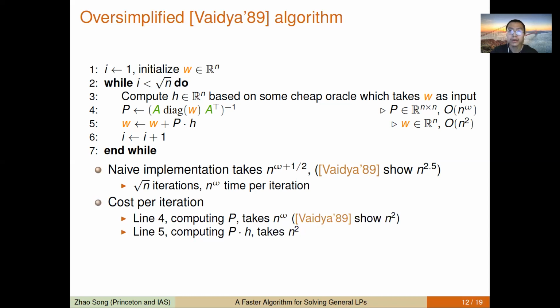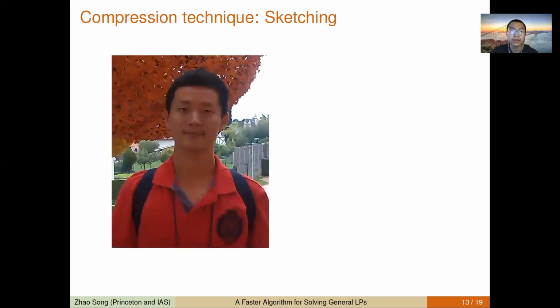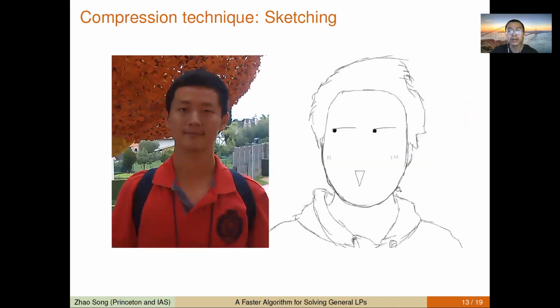The major technique we are using is something called compression. Here, one compression technique is called sketching. I will give you an example. If you Google sketching, usually you see someone's picture, and you want to draw a sketch of this picture. Basically, you just keep the boundary of this picture, and you drop many details like color and background. However, if you look at the right-hand side picture, you can still tell who this person is.